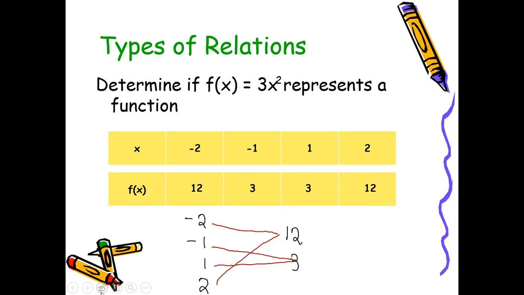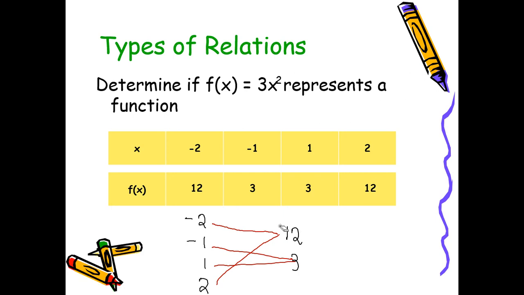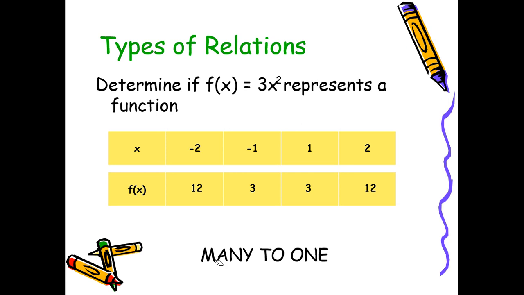Ngayon, mapapansin ninyo guys, dito kay range, 1 lang siya. Ibig sabihin, si 12, isa lang, pero naka-correspond po siya sa dalawang domain. Okay? Which is negative 2 and positive 2. Ganon din si 3. Si 3 naman, naka-correspond kay negative 1, correspond din siya kay positive 1. Ibig sabihin, sa domain many, sa range 1, kaya po many to 1 yung correspondence po natin.